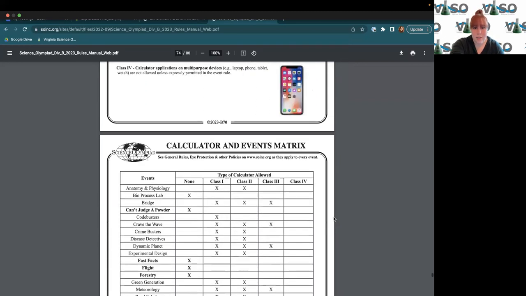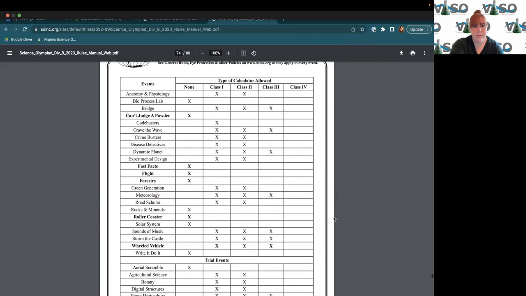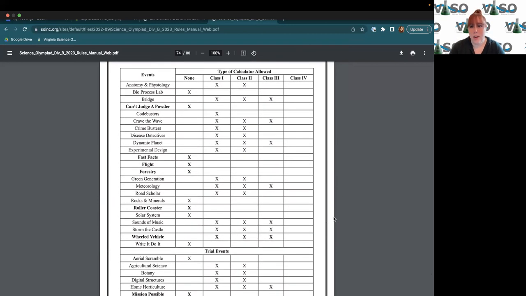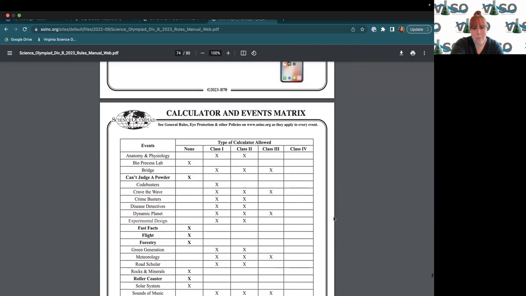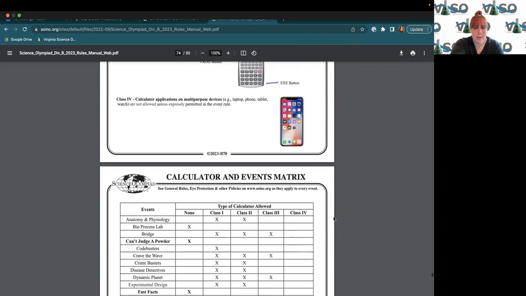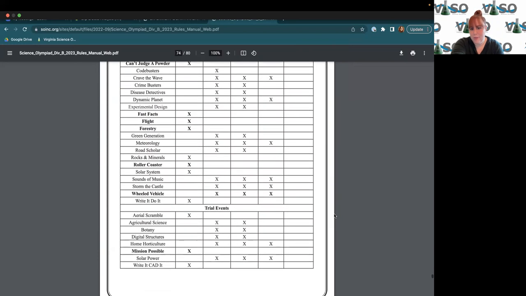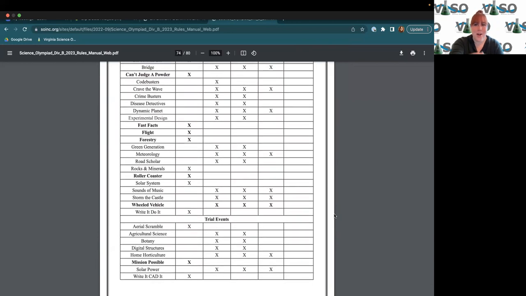And there's a nice little table right after that of the type of calculator allowed by event. So it indicates where there are no calculators allowed, and then the 3 major classes. Class 4, I want to point out, is like laptop, phone, tablet, smartwatches. No event allows those. So I know in my classroom, I always have kids asking, can I use my phone as a calculator? The answer in Science Olympiad is no. So just make sure that they're aware of that.